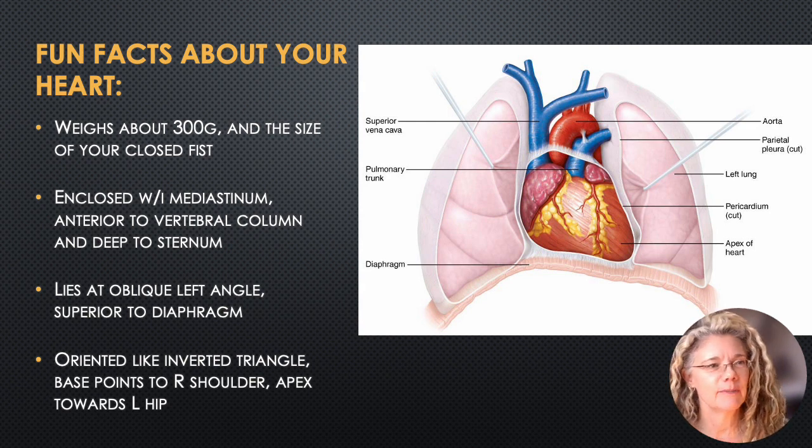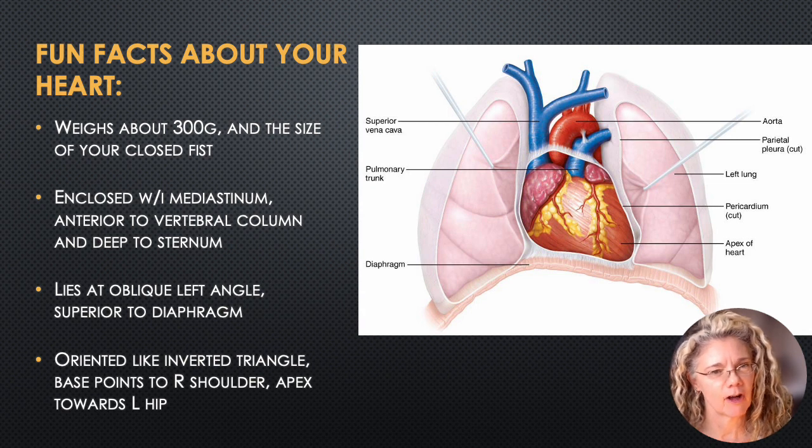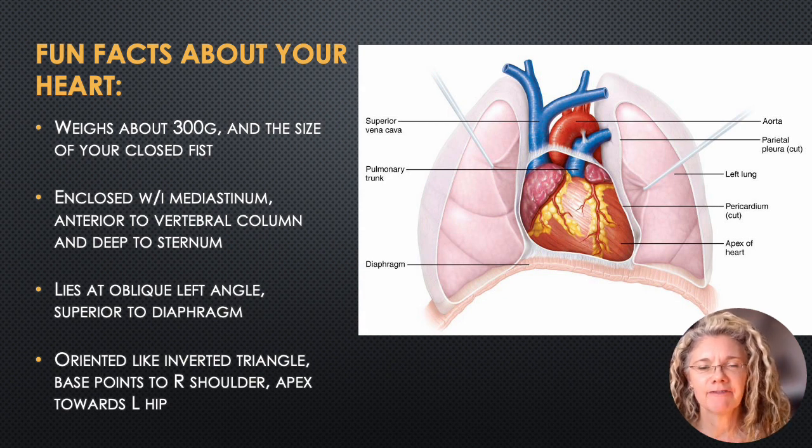It's enclosed in the mediastinum, so think back to chapter 1, when we talked about body cavities. The heart is enclosed there in the mediastinum, and it's anterior to your spinal column, and it is deep to your sternum. It is like an inverted triangle.